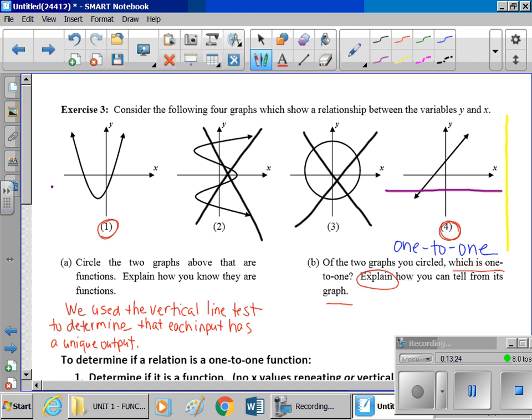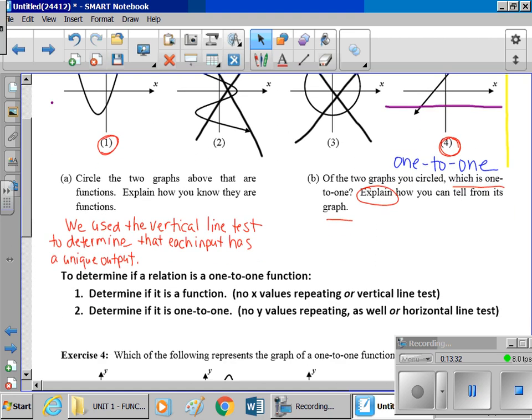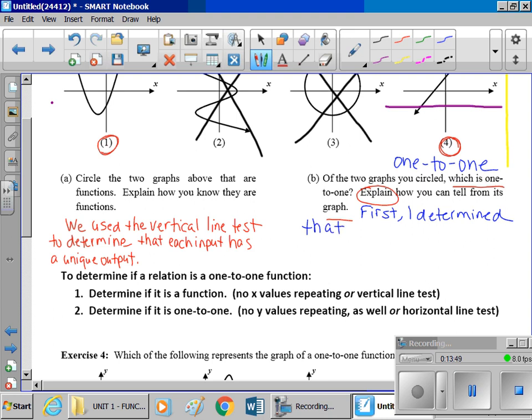The number 1 is not. And it says explain how you can tell from the graph. You know, again, lots of different ways to do this. You can say, well, first I determined that 4 was a function using the vertical line test.